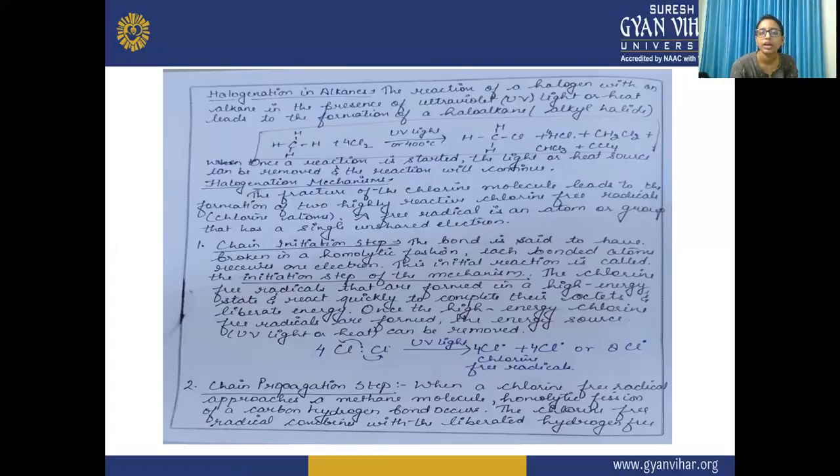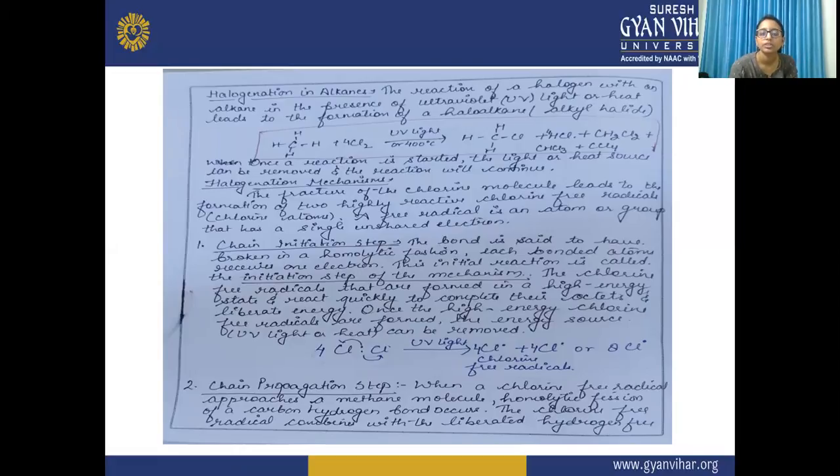So halogenation in alkane means there will be a reaction of a halogen with the alkane in the presence of ultraviolet light or heat at high temperature, 400 degrees centigrade, and there will be a formation of haloalkane.